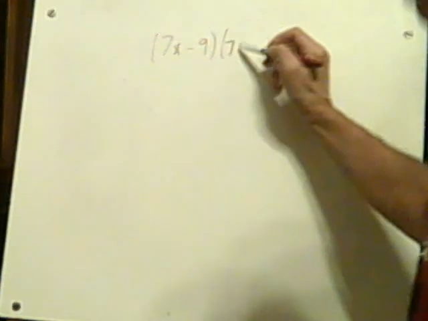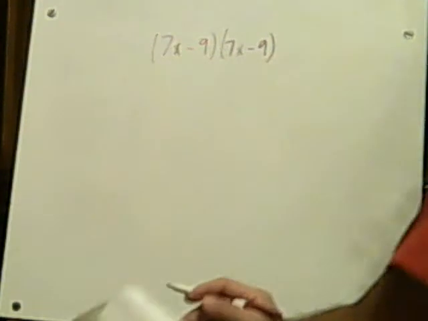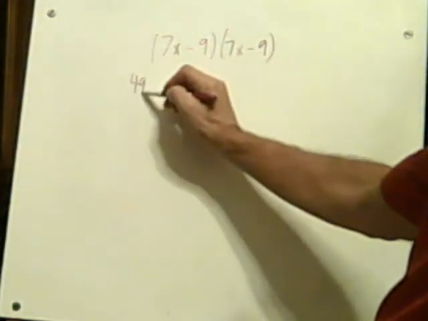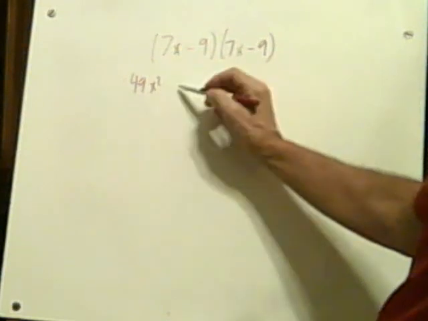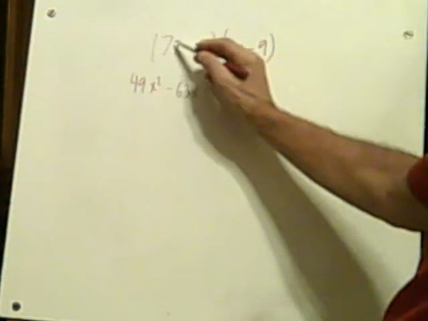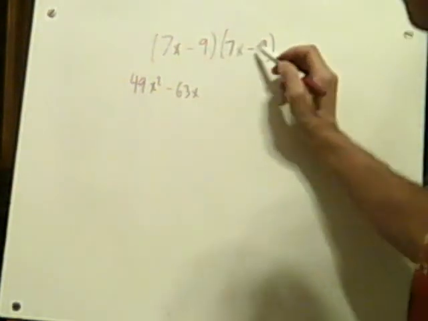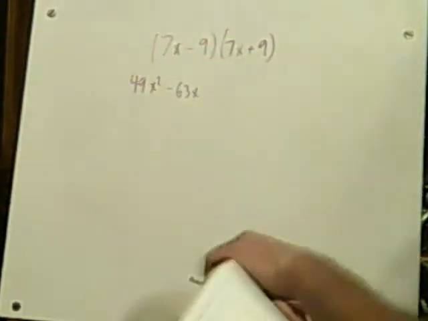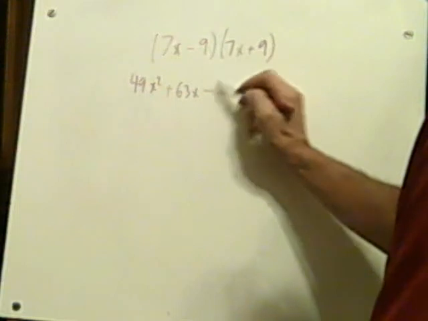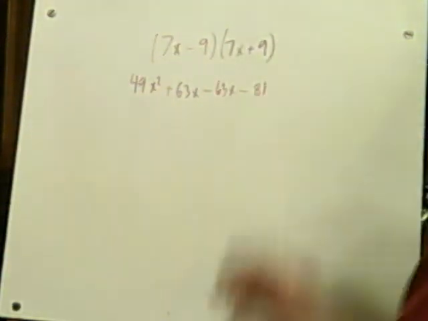Now this one is called the difference of two squares. This is quite similar. There's a simple formula for this, but first let's do it the long way. 49x squared, then you get minus 63x, that's this one times this one. No, I'm sorry, this should have been plus in that example. So you get plus 63x minus 63x, and then you get minus 81, or 9 times 9.